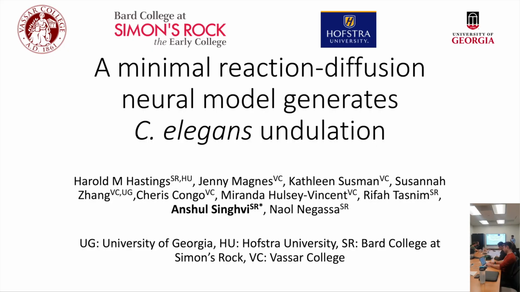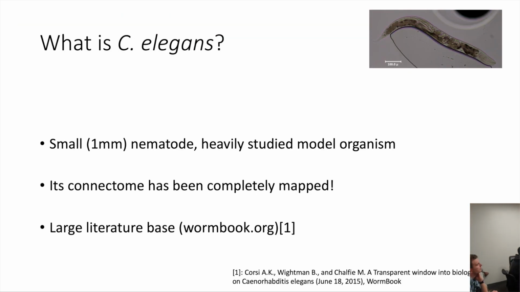I'm going to give a talk that is sort of at the intersection of dynamics and biology. So, I guess I'll start from the top. C. elegans is a small, around 1 millimeter long nematode. It's a really heavily studied model organism. So we know its entire neuron map, all the connections of the neurons, how they connect, the connection strengths, and so that's what they call the connectome. And there's a large literature base for it as well. There are a bunch of websites and stuff.